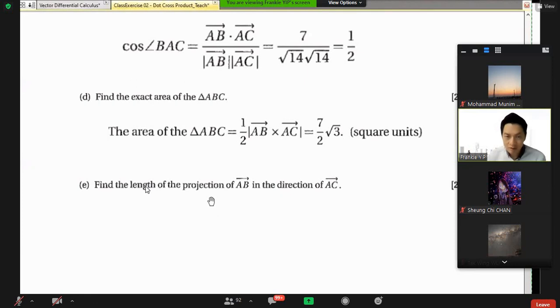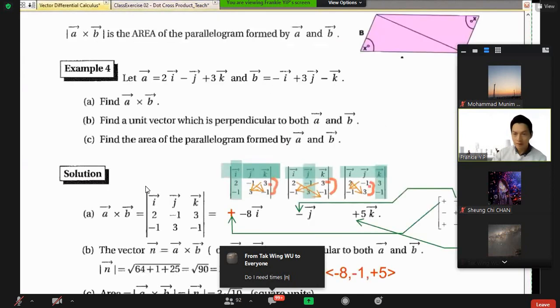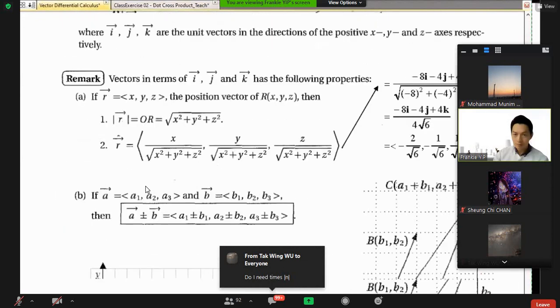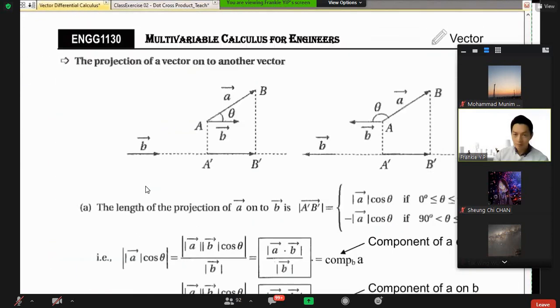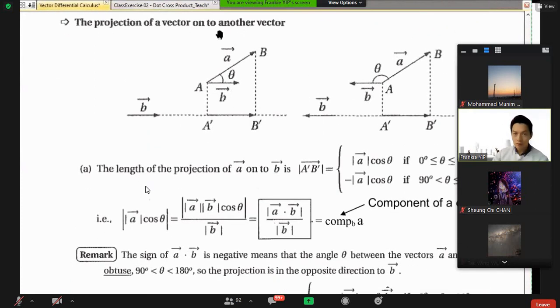Because the length of projection of AB in the direction of AC, I think I need to remind you. So we have the general formula, it's very easy. It's the magnitude of AB dot AC over AC. Okay, so let me guide you back. Yeah, it's this page. The projection of a vector on another vector.